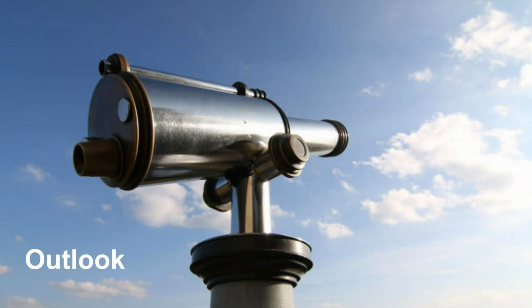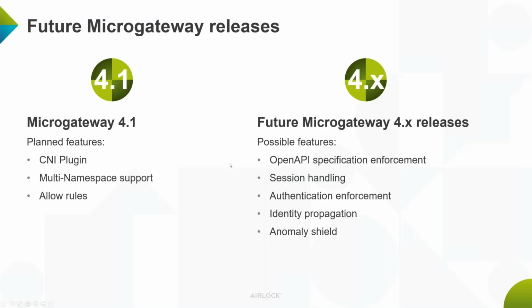Let's have an outlook on Airlock Microgateway. As mentioned, we are going to release, hopefully by end of this month, Airlock Microgateway 4.0. So let's talk about the upcoming release 4.1. We have planned to create the CNI plugin for Airlock Microgateway, which means that you do not need additional privileges for the Airlock Microgateway network manager in order to reroute the traffic. So you can just run your application with the privileges it has.